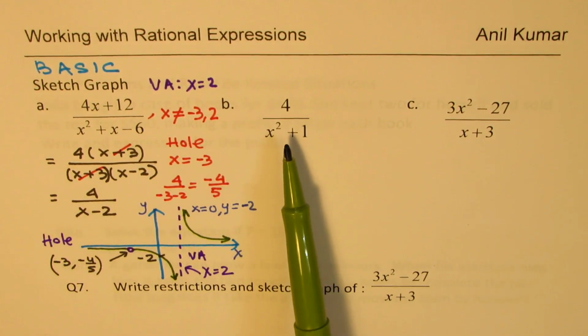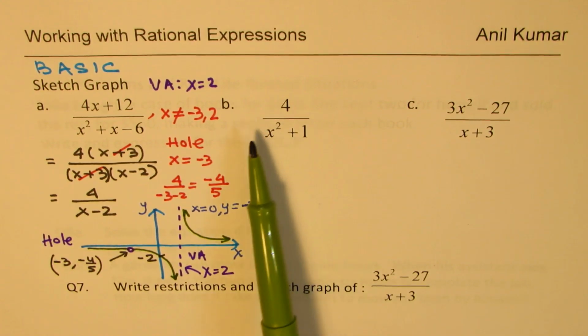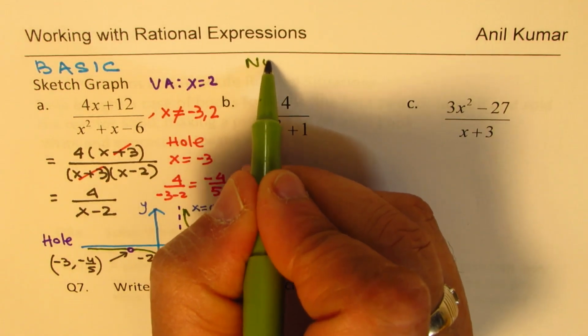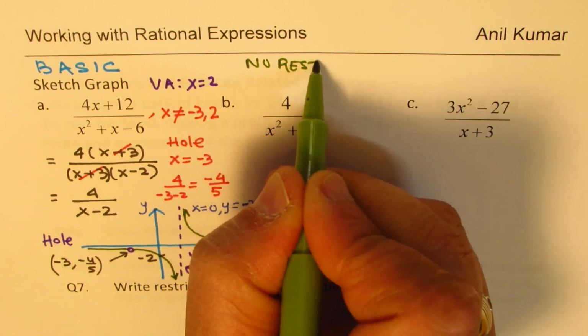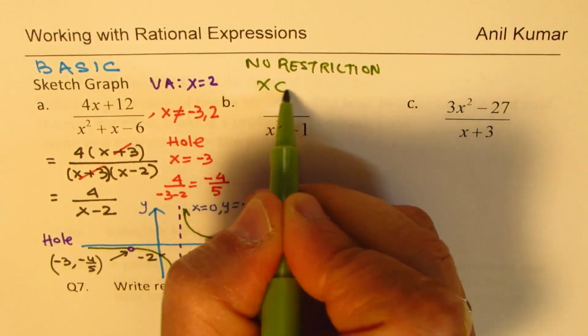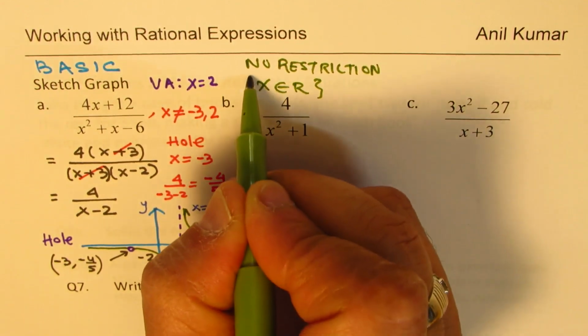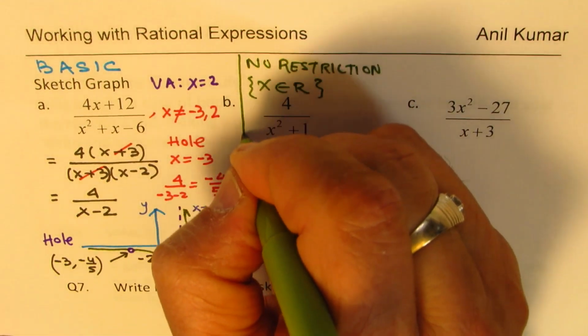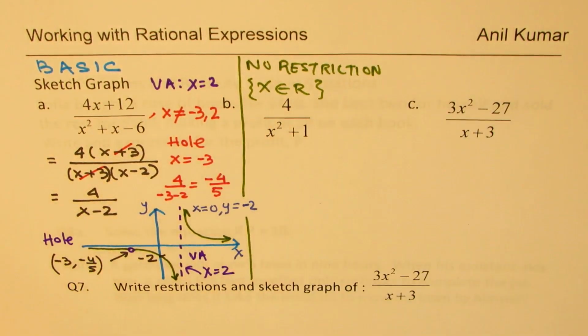This is already a simplified version, right? Do we have any restriction here? No. So we have no restrictions. Here x belongs to real numbers, and that is the domain. Do you understand? In this particular case. So let me just make a boundary here. These are very, very important examples.